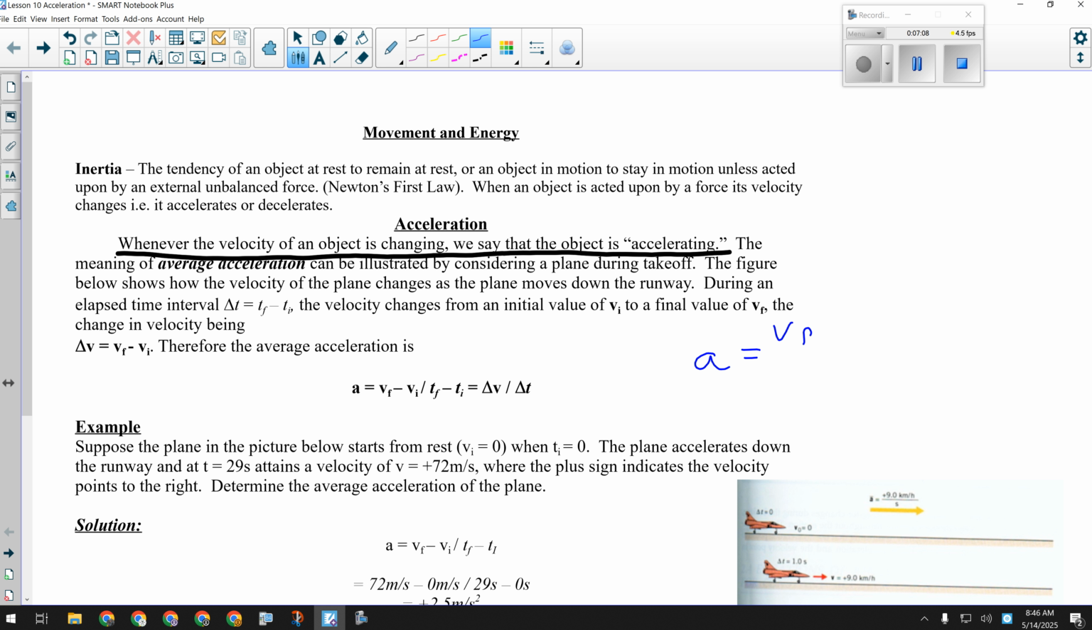Acceleration is the rate at which we change our velocity. That's why you see the change in velocity, Vf minus Vi, divided by time. Acceleration is the rate at which we change our velocity. How many meters per second every second do we go faster or slower?